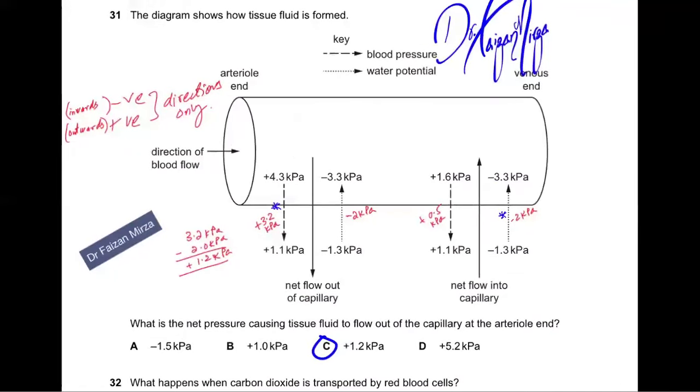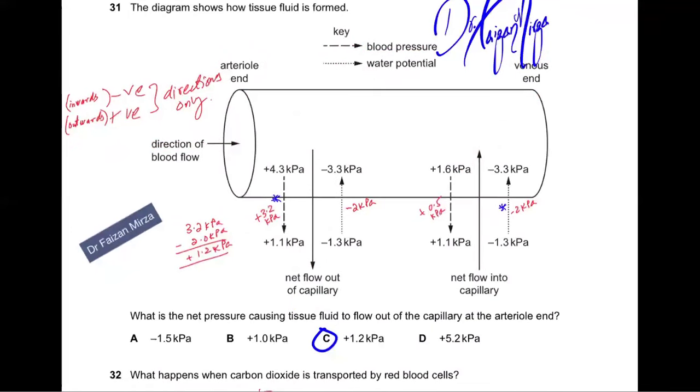The diagram shows how tissue fluid is formed. This is the arterial end, this is the venule end, this is the capillary, with the direction of blood flow shown. They are showing net outflow, tissue fluid formation, inflow, tissue fluid reabsorption. These two arrows, one with the dashed line and one with the dotted line, represent blood pressure and the water potential respectively. Here you can see the change in this blood pressure.